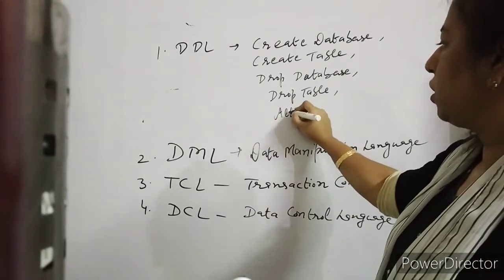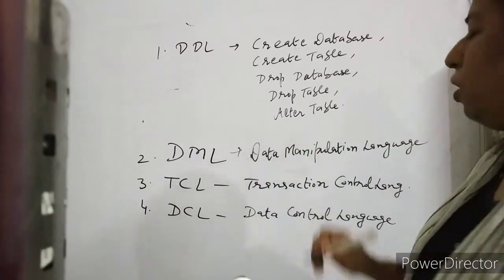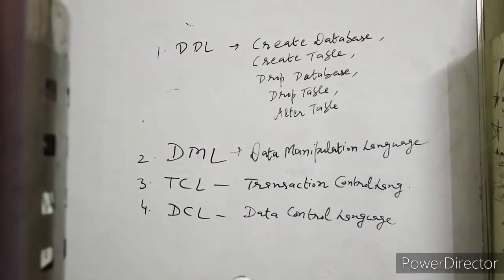Alter table you will study next after a few days. You will study the alter table command to change the structure of the table. These are the examples I have written which come under the DDL category. Out of these commands, I think you have studied create database, create table, drop database, drop table; alter table is left. Drop database is used to delete the database and drop table is used to delete the table. Clear? DDL commands.